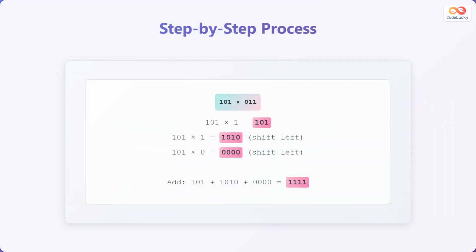Let's break down the step-by-step process of binary multiplication for 101 multiplied by 011. First, 101 multiplied by 1 equals 101. Then 101 multiplied by 1 equals 1010, shifting left by 1 position. Finally, 101 multiplied by 0 equals 0000, shifting left again. Adding these partial products, 101 plus 1010 plus 0000 results in 1111.